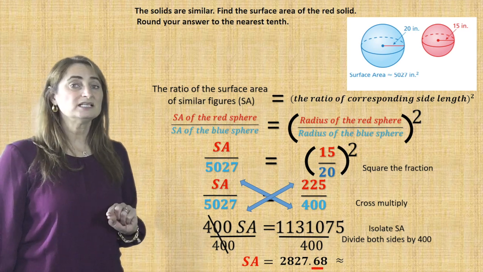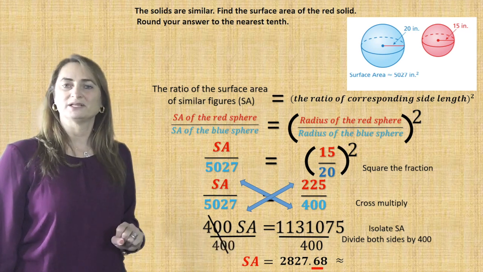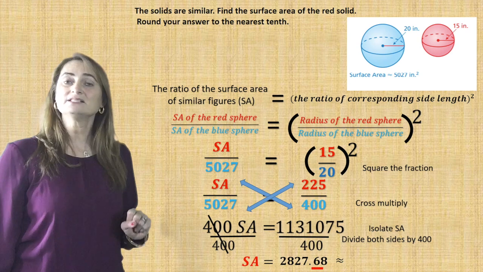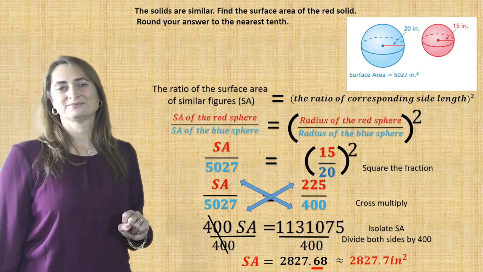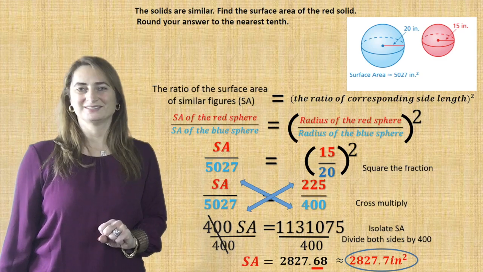Now, does the 6 stay the same, or does it go up 1? It all depends on the hundredth place. Since it's 8, then the 6 goes up once. And that would be the surface area of the red sphere.